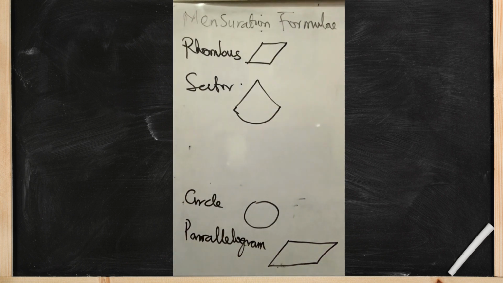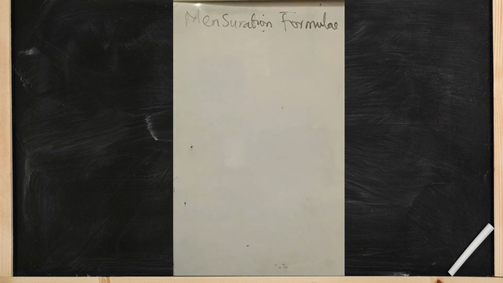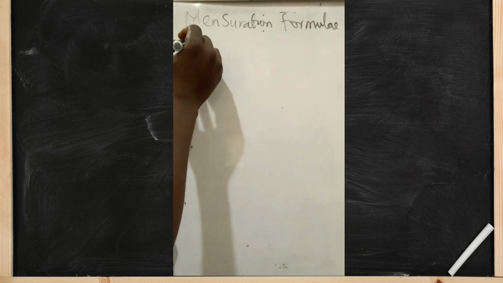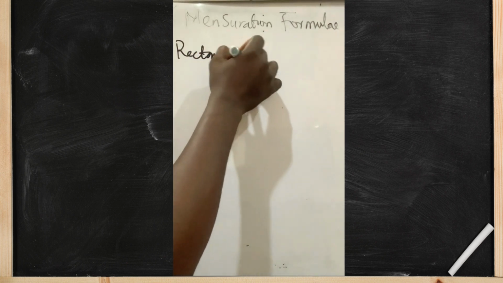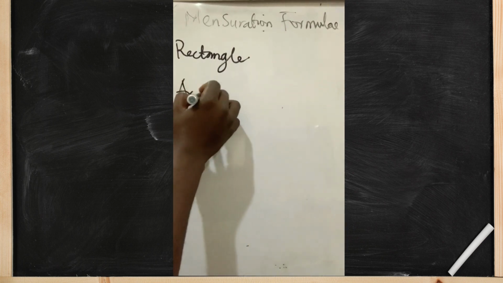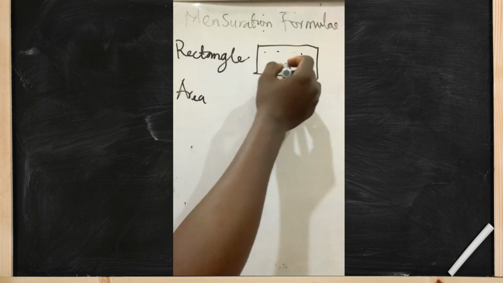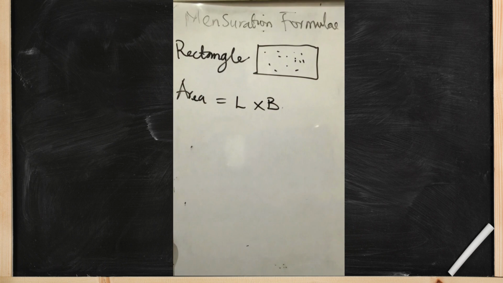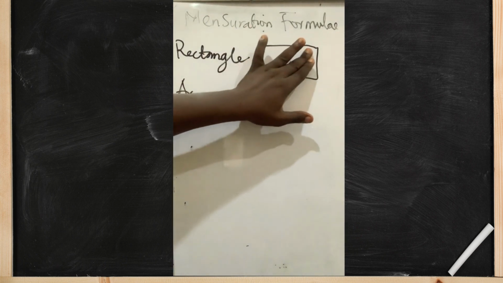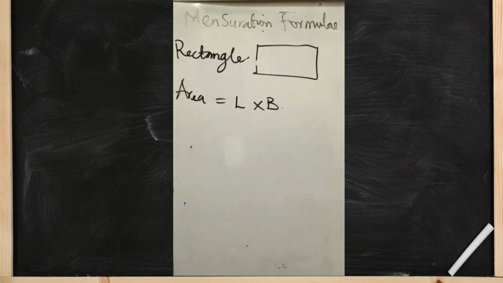But what we are going to be elaborating more on today is each of these shapes and how they arrive at their perimeter and their area. So now, the first thing that we're going to be considering is the rectangle. The area of a rectangle, meaning the inner space here, equals length times breadth.